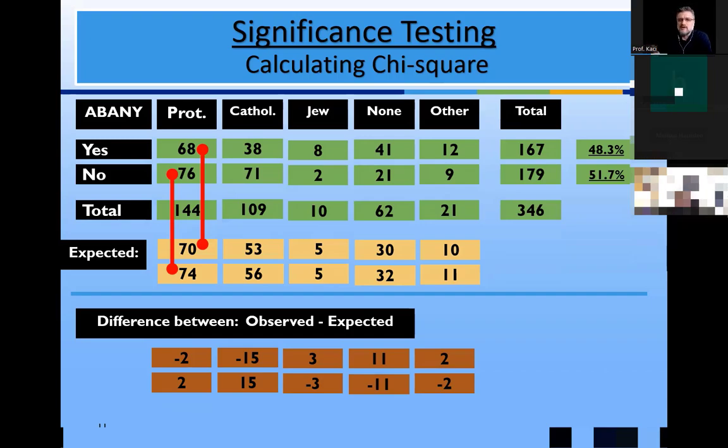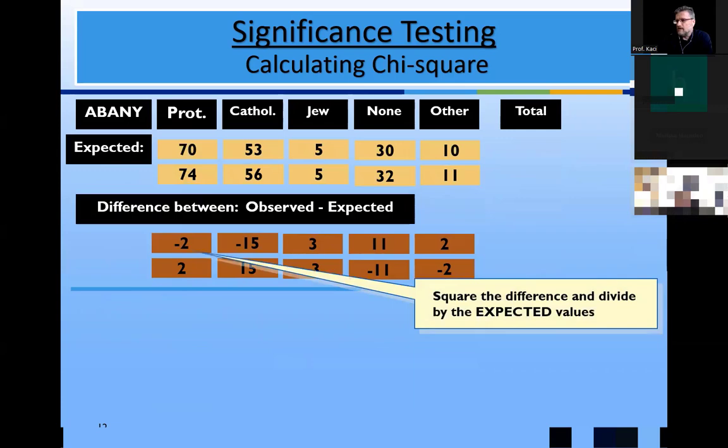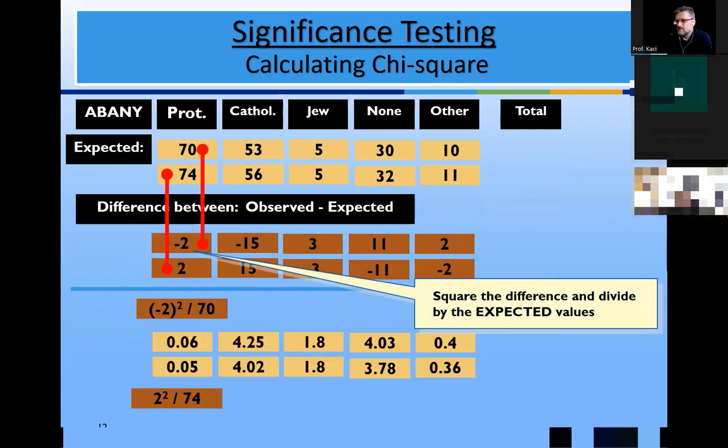We square them, because when you square them, then you have no chance of having a total of 0. And you can't do anything with 0, right? So now you square all of these differences, okay? And then you divide by the expected value. So square this, right? And divide by the expected.